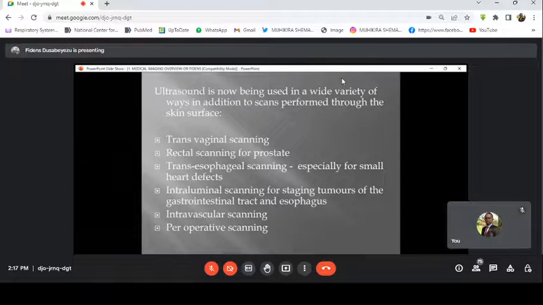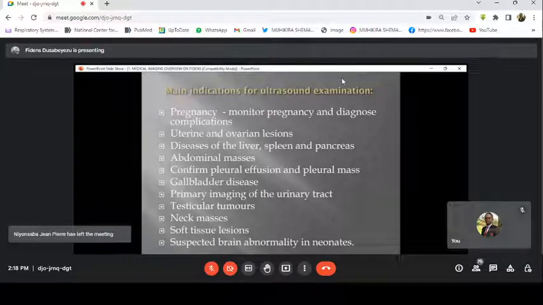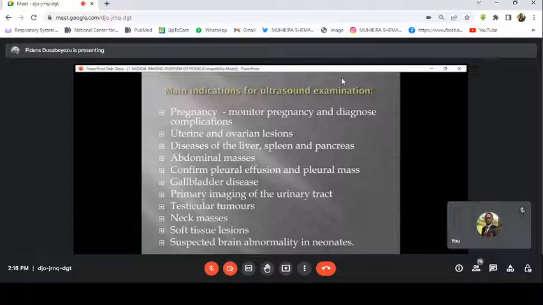Okay. So the main indications for ultrasound examination now. The first one is pregnancy. It helps in monitoring pregnancy and diagnosing complications. It can help in diagnosing uterine or ovarian lesions, diseases of the liver, the spleen, pancreas, and other abdominal solid organs. It can show you abdominal masses, and peritoneal masses. It can help you confirm if there is a pleural effusion or not, or a pleural mass.